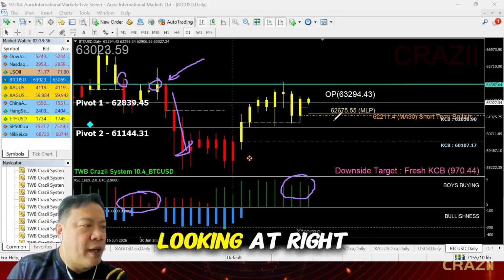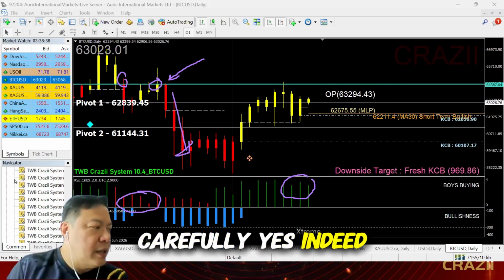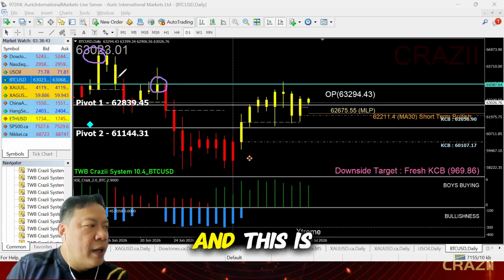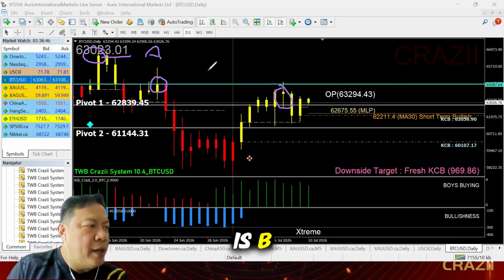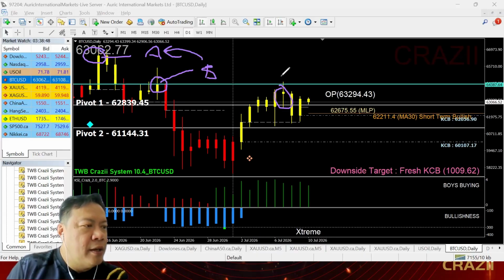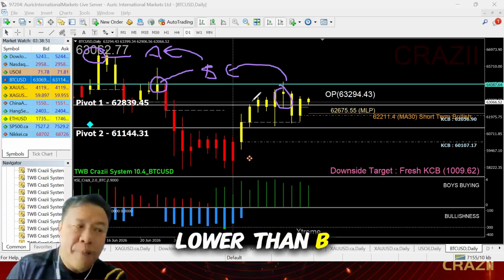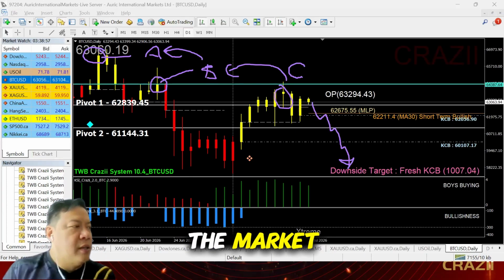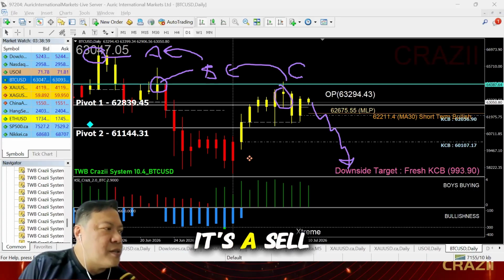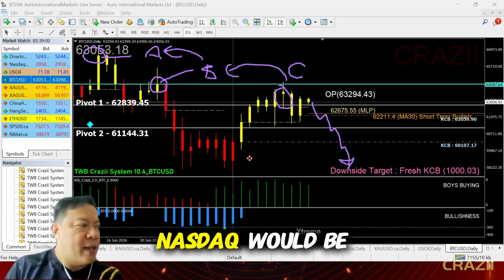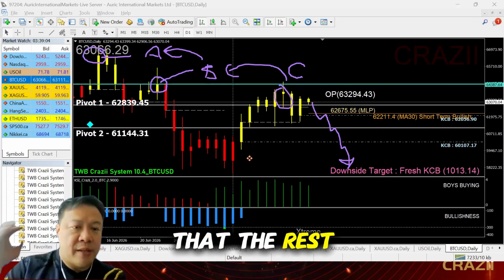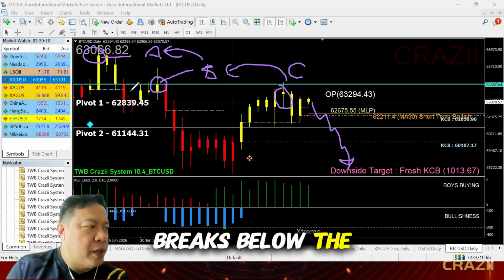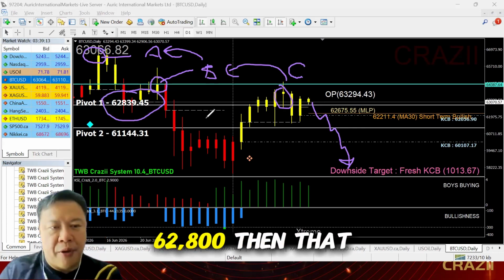But based on what I'm looking at right now, if you look carefully, yes, indeed, your eyes are very fast. You will see that this is part of a K trend, and this is A, and this is B. B is lower than A, and this is C, which is lower than B. So actually, this could be the start of a sell-off in the market. And we all know that if Bitcoin sells off, there's a very good chance the Nasdaq will be falling. There's a very high chance that the rest of the market will be falling. So watch Bitcoin very closely, especially if it breaks below pivot one, 62,800.